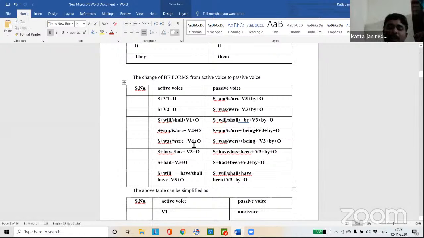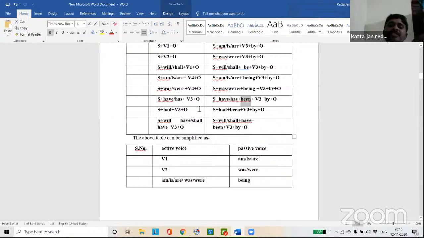If was, were is before, this is past continuous. Then the passive voice structure is was, were, including was, were, "being" extra. When have or has are used in active voice, I mean present perfect, then including have, has, "been" is extra used. When had is used, been. Will have, shall have, right? Of course, can have, may have are also used. With V3, when they are used, including shall have, will have, extra "been".